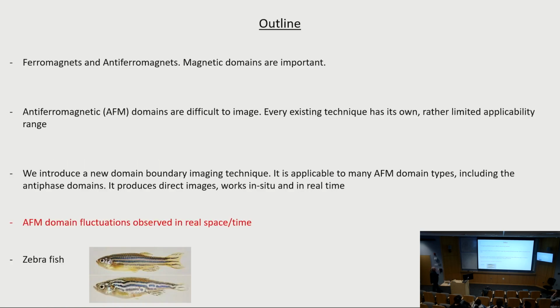So this is the outline. I'll talk about ferromagnets and antiferromagnets and try to convince you that magnetic domains are important. Turns out that antiferromagnetic domains are difficult to image, and there are some techniques for doing this, but those techniques are necessarily limited. We introduced a new technique for imaging antiferromagnetic domains, which is applicable to many antiferromagnetic types, including the so-called antiphase domains. I will explain what I mean by that. The technique produces direct images and works in real time, which is very important. So, using that, I will show you the first movies of fluctuating antiferromagnetic domains in real time and space. If time allows, I'll talk about zebrafish.